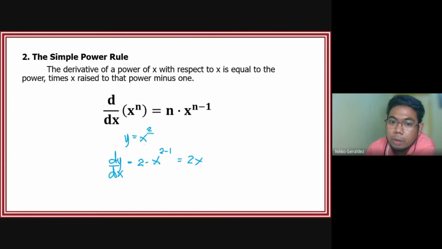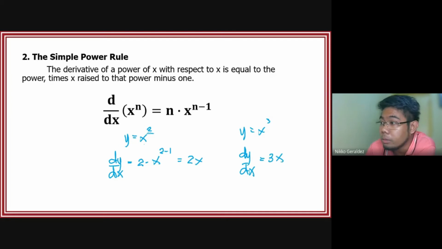If you have x cubed, then the derivative of y with respect to x is equal to 3x squared. That is the simple power rule.